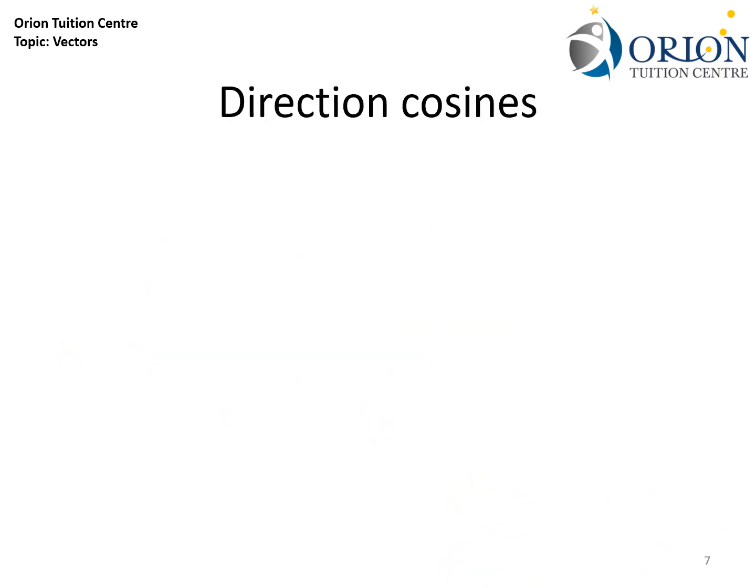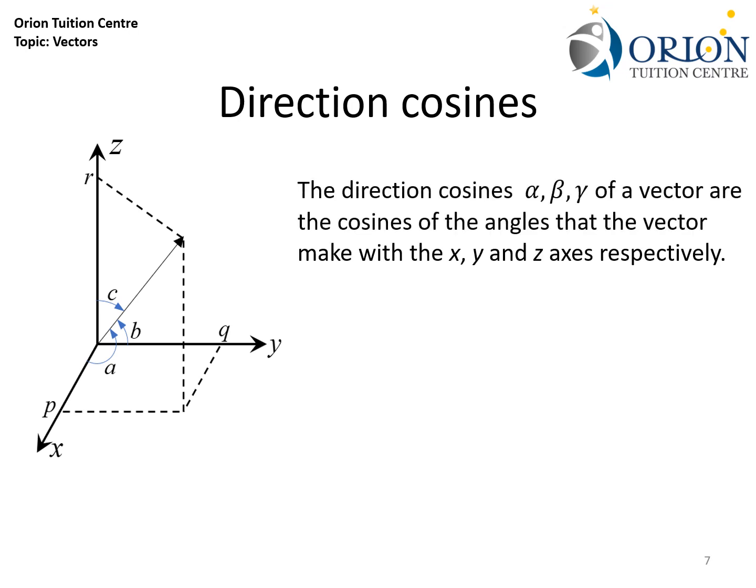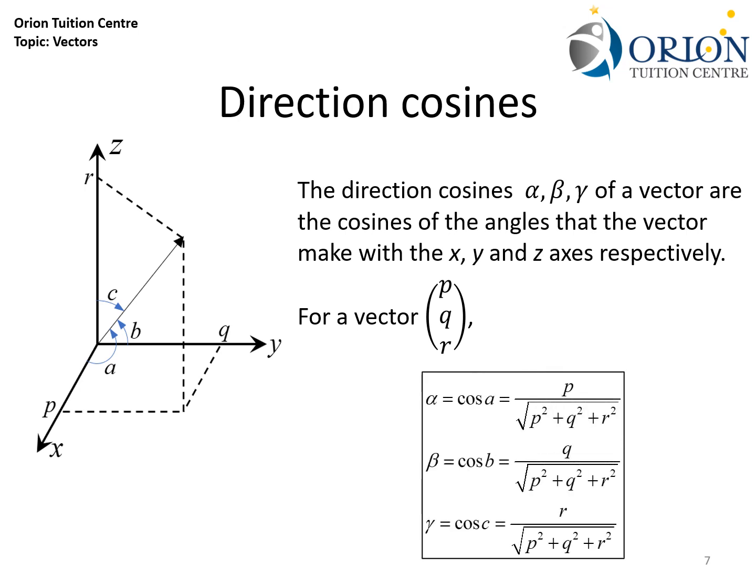The direction cosines alpha, beta, and gamma of a vector are simply the cosines of the angles that the vector makes with the x, y, and z axis respectively. For vector PQR, we can calculate its direction cosines using the following formula. And this formula can easily be derived using the dot product. So I will just show you using one of them.